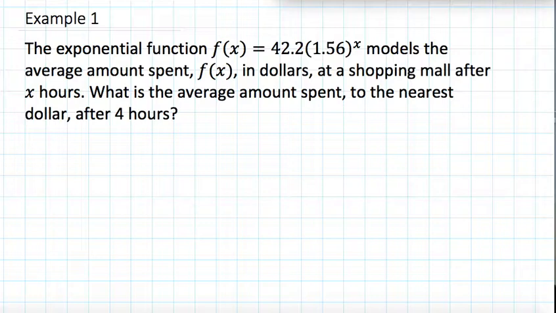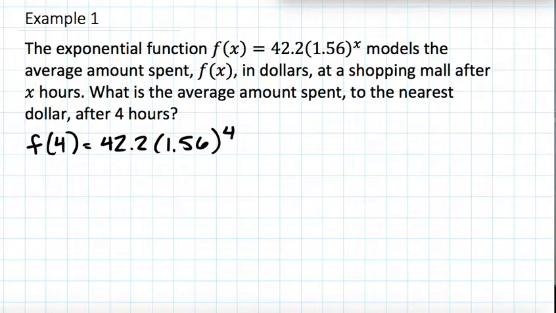So if x is time in hours, and I want to find the average amount spent after 4 hours, then I plug in 4 for x. And the f of x is going to give me the amount spent. So if I plug in 4 for x, that's 42.2 times 1.56 to the 4th power. Now I have to be careful here when using order of operations. I need to remember that exponents come before multiplying. So I need to do 1.56 to the 4th power first and then multiply that by 42.2. I can't do 42.2 times 1.56 and then raise the answer to the 4th power. That's not going to work.